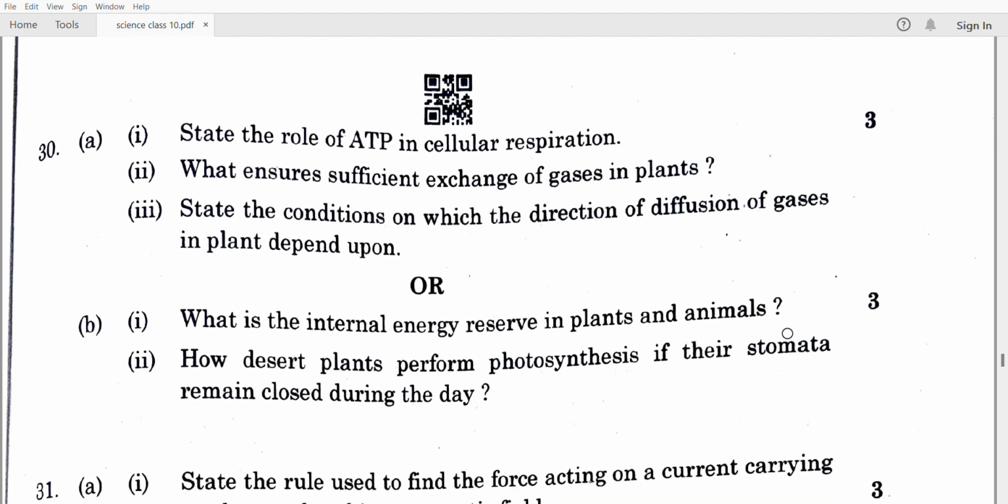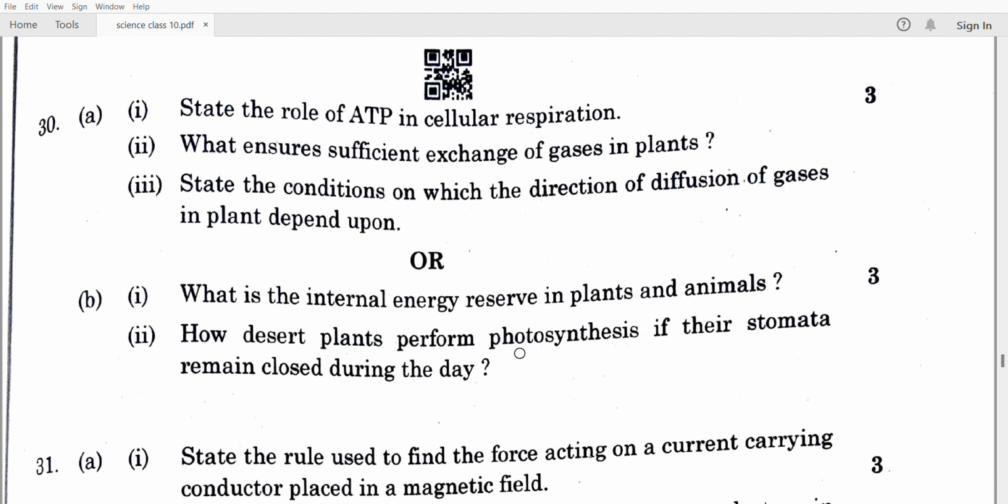If we move on to the 30th question, state the role of ATP in cellular respiration. So here ATP, the full form adenosine triphosphate, which is the energy currency of the cell. So during cellular respiration, glucose is broken down first into pyruvate, then in presence of oxygen it breaks down into carbon dioxide plus water plus energy. So this energy is nothing but in the form of ATP.